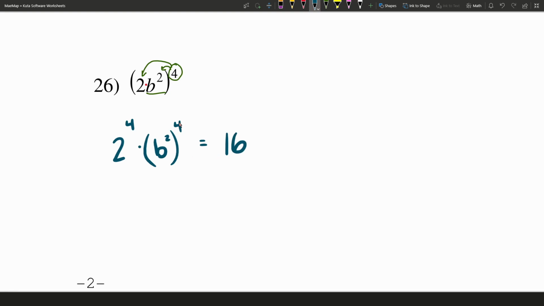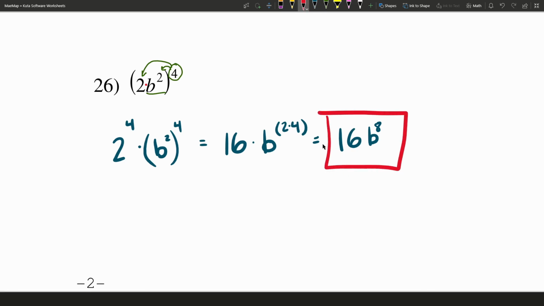B squared to the 4th, what do we do? We have a term that already has an exponent raised to another power. We multiply the exponents. So this is going to be 16 times b to the 2 times 4. So 16 times b to the 8th. That's our final solution on this worksheet.